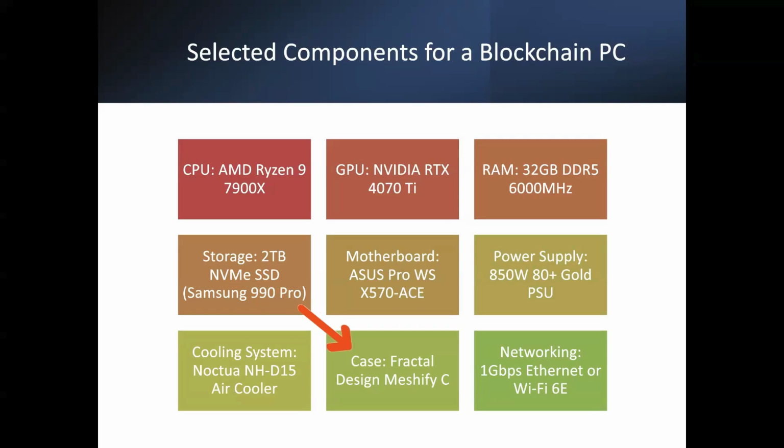And for networking, at least a 1 gigabit Ethernet card and a Wi-Fi 6E card as well. Obviously, we want to make sure we have fast internet so we can synchronize the blockchain. So all these components balance performance, efficiency, and longevity for my blockchain workloads.